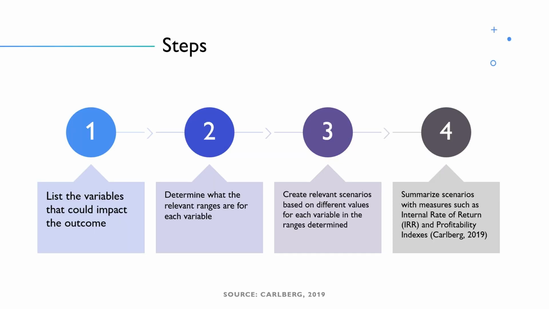At a high level, the basic steps to conducting a sensitivity analysis are: first, list every measure that could impact the project. Second, for each measure, determine the likely range. For example, are real estate costs in your area between two values? Once a range is determined, devise scenarios based on each measure to test against your base model. Lastly, test your model and summarize the analysis with measures like the internal rate of return and the profitability index.